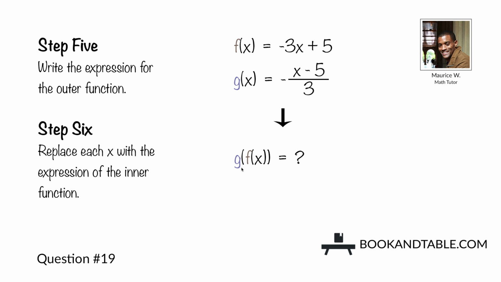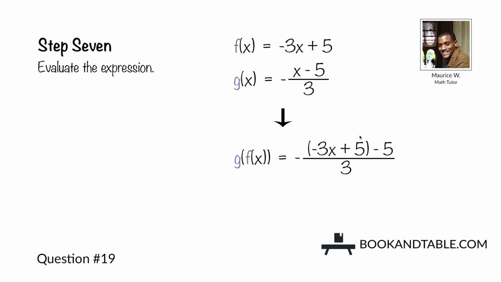So we'll start by writing the expression for the outer function, the g function, which is negative x minus 5 over 3. And now we want to replace each x with the expression of the inner function, which would be the f function. So we replace this x with negative 3x plus 5, and then we'll get minus 5 as well. And now that we've done that, we can evaluate this expression. 5 minus 5 cancel each other out, leaving us with negative 3x over negative 3. Negative 3 divided by negative 3 cancel each other out, leaving us with just x.